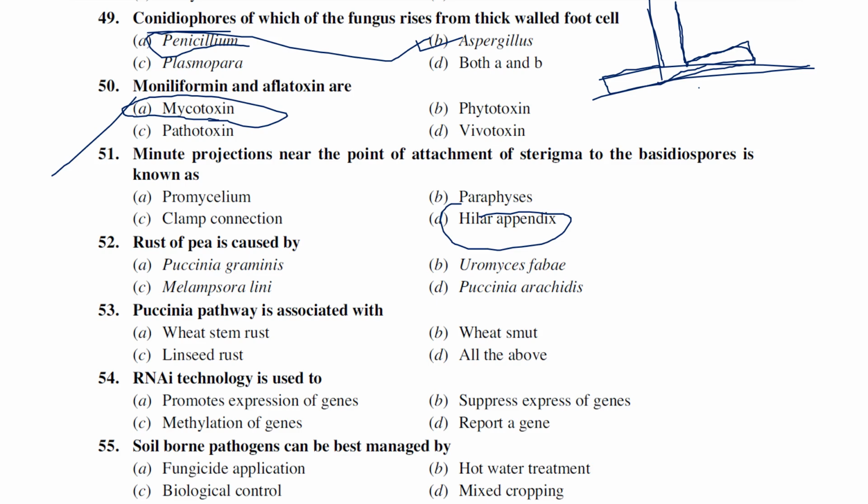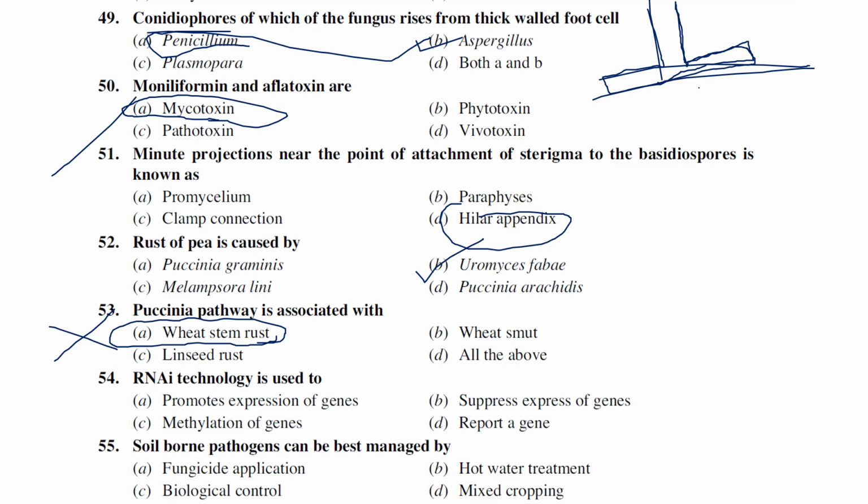Rust of pea is generally caused by Uromyces fabae, right? So the Puccinia pathway is associated with which disease? Wheat stem rust, wheat smut, linseed rust, all the above. So the Puccinia pathway and wheat stem rust are both associated, caused by Puccinia graminis etc. This Puccinia pathway was given by Nagarajan and Joshi in 1980. The Indian wheat stem rust rules were given by Nagarajan and Singh. Puccinia pathway was given by Nagarajan and Joshi in 1980.